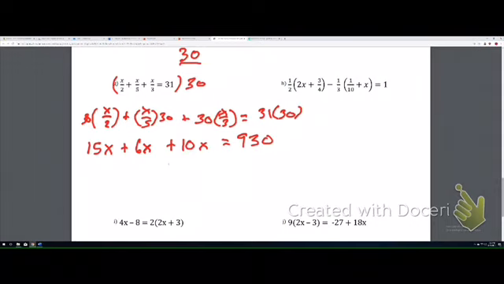Now what we're going to do is combine like terms. On the left side, we've got 3 like terms. They're all x variables. So we're going to add 15x plus 6x plus 10x and get 31x equals 930. This time, we don't have to move variables around. We just have to solve for x. To solve for x, we're going to do the opposite of what's on the left side, which is 31 times x. So we're going to divide by 31 on both sides.